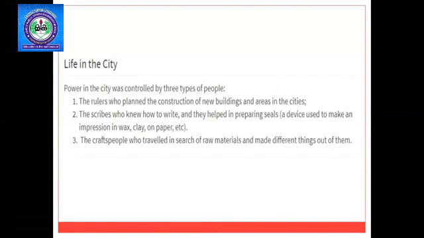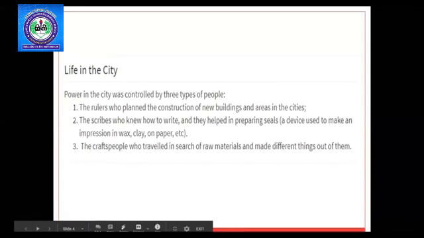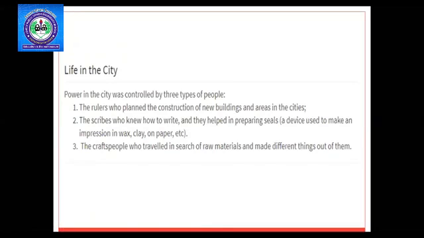Second, the scribes who knew how to write and they helped in preparing seals. A seal is a device used to make an impression in wax, clay and paper. Third, the craftspeople who traveled in search of raw material and made different things out of them.